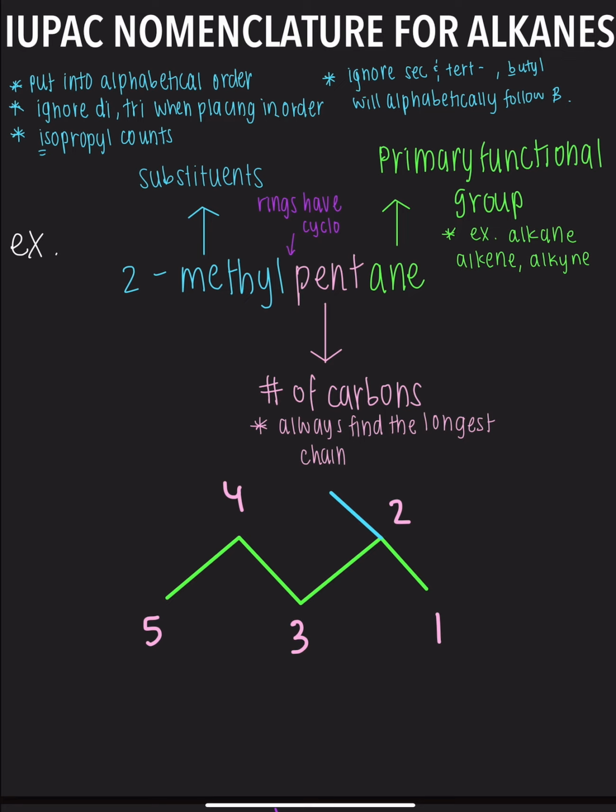And again, when you're putting everything in order, you're going to write it down. When I say ignore, I just mean that you're going to go by the next letter. For example, if you have sec-butyl or tert-butyl, write it down, but ignore sec and tert and go by butyl, the B. So butyl, like sec-butyl, is going to go before ethyl. And then isopropyl is an exception. The I in iso counts.